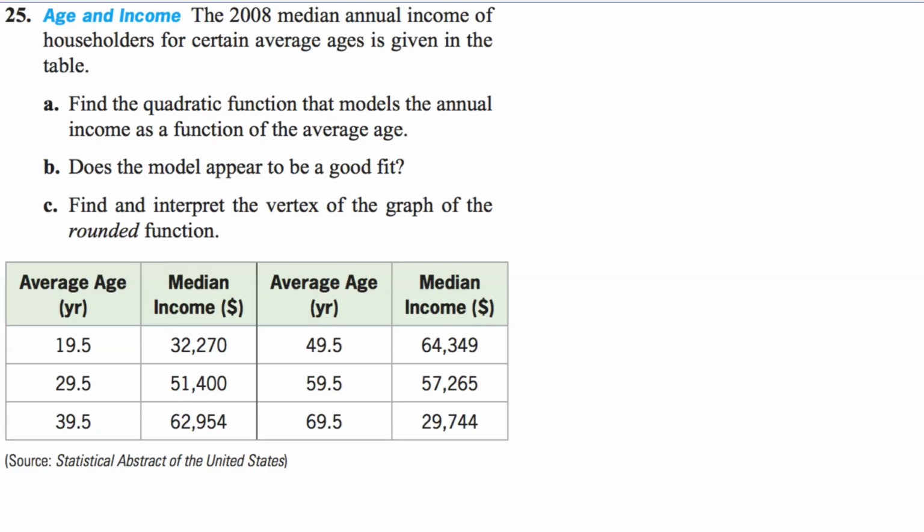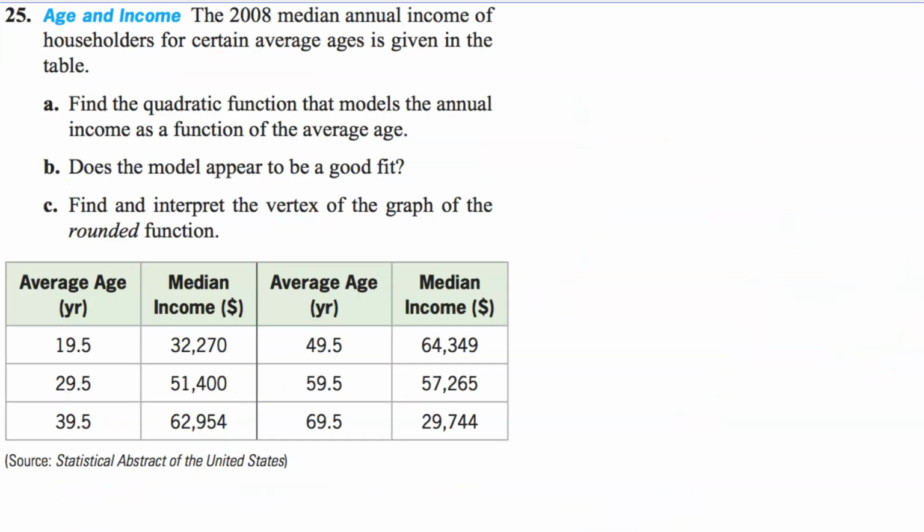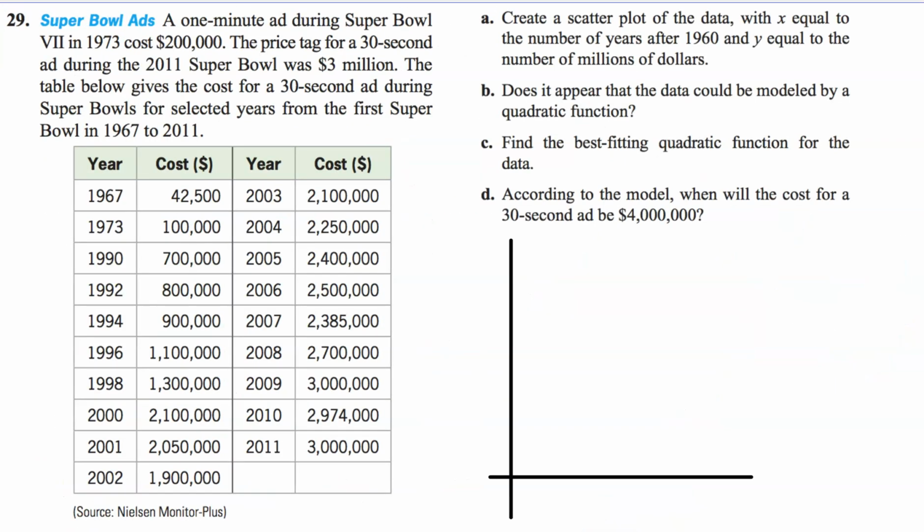I just want to go over D on this. Find and interpret the vertex. 23 is very similar. 29 is one that I wanted to look at.